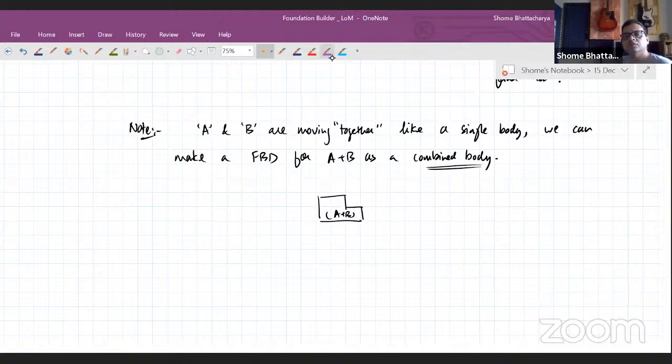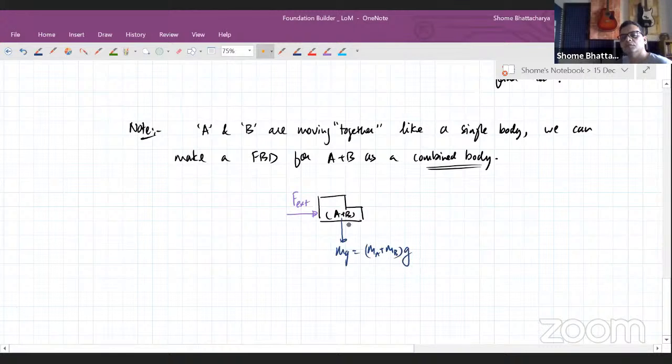If we think of A plus B as a combined body, then horizontally we have to consider only one external force, this one. The other forces are vertical. It will be the combined weight, and there will be the normal reaction from the ground, which is the combined normal reaction on A plus B. But that doesn't really matter so much because the acceleration is horizontal. So we'll get the equation that F external is equal to (mA plus mB) times A. This is our first equation. Now we need to find out the value of A here.